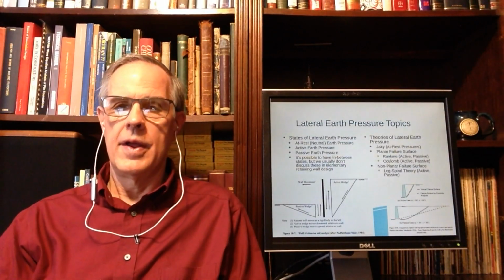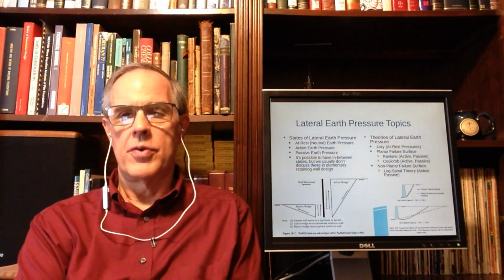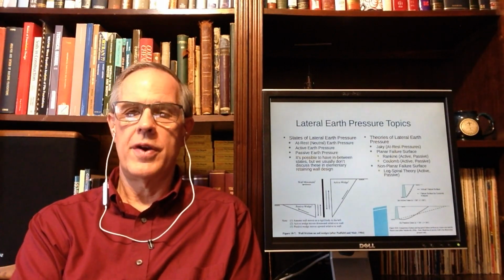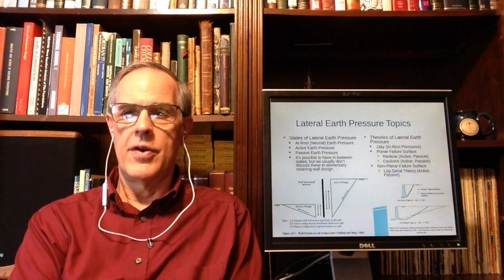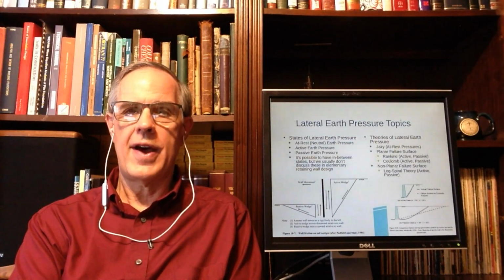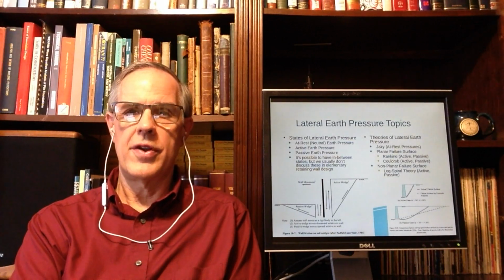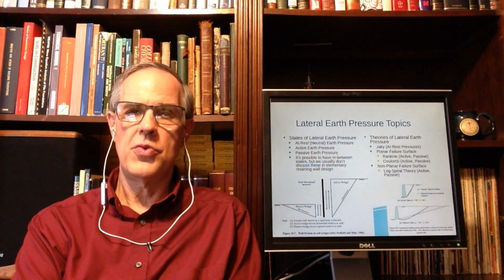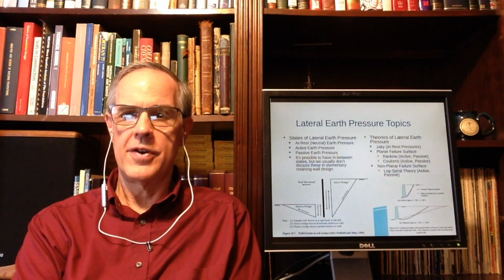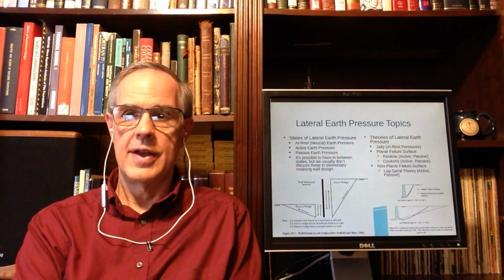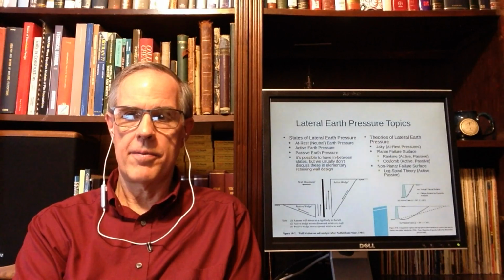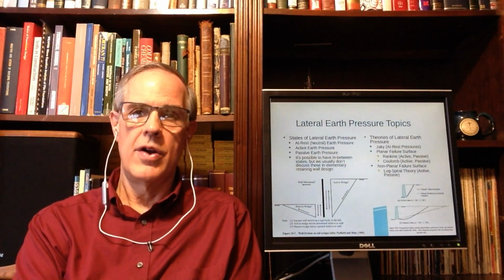You remember that there are 2. This is where, again, we attempt to reduce confusion. We divide the way in which soil interacts with retaining walls in 2 ways. The first are different states of lateral earth pressure, and that includes the at rest, the active, and the passive. And there are in-between states.